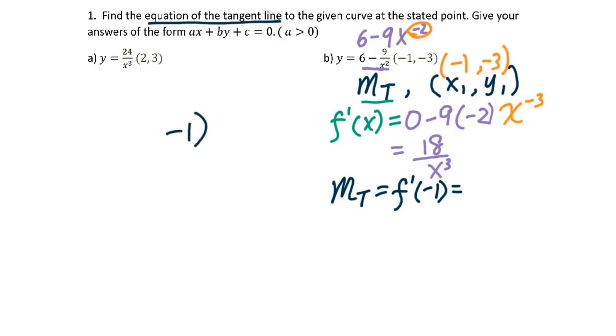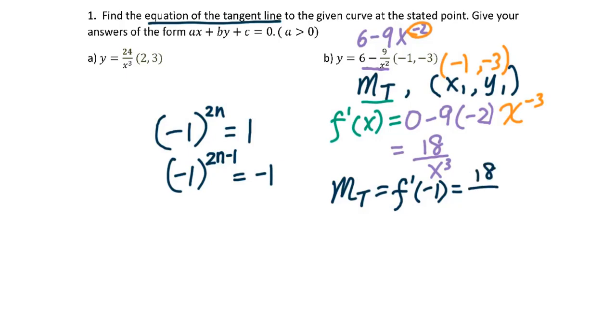Remember, negative 1 to an even power, like 2, 4, 6, 8, you will get positive 1. Negative 1 to an odd power, like 3, 5, 7, 9, and so on, you will get negative 1. So here is 18 times negative 1 to the 3rd power, which is negative 1. That's how you get negative 18.